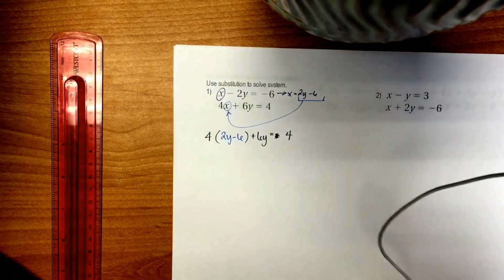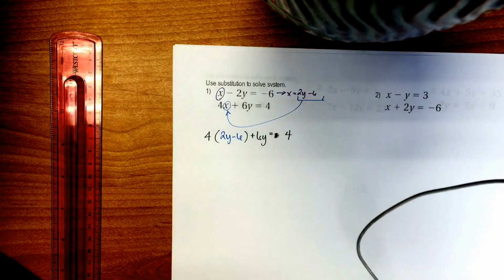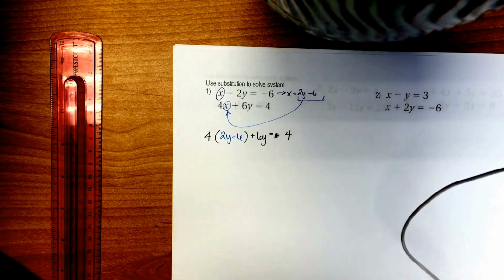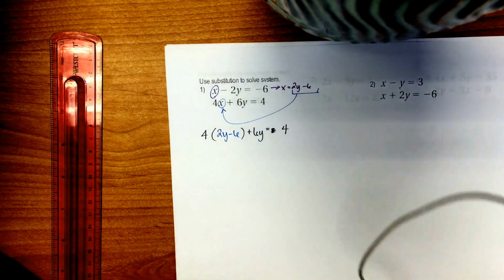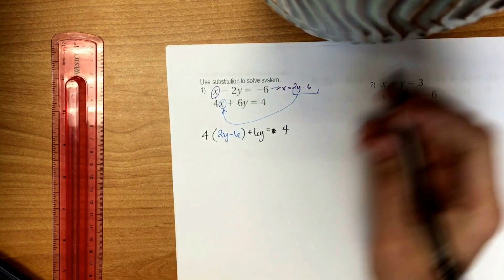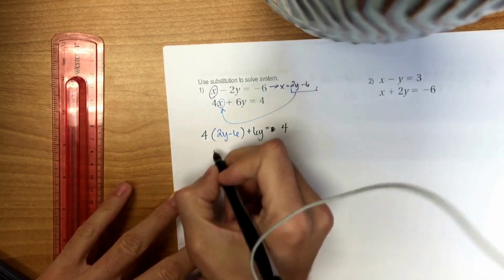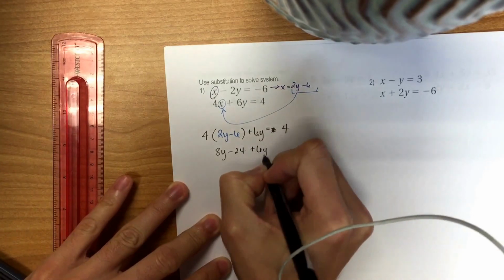Substitution works because now if you look at your equation, it's all in terms of one variable. So I can solve one equation that only has one variable in it. What I can't do is solve an equation that has two variables in it. So in order to solve the rest of this, we're going to distribute. So we get 8y minus 24 plus 6y equals 4.